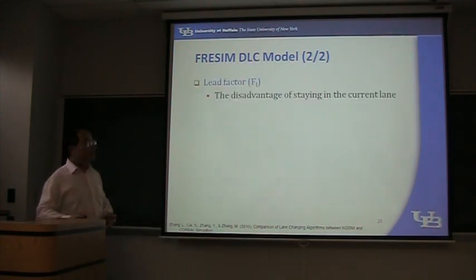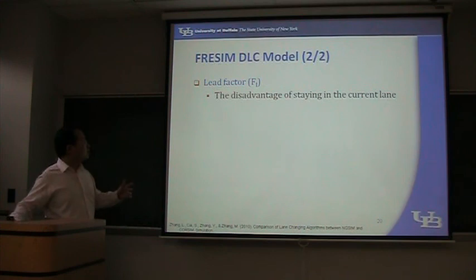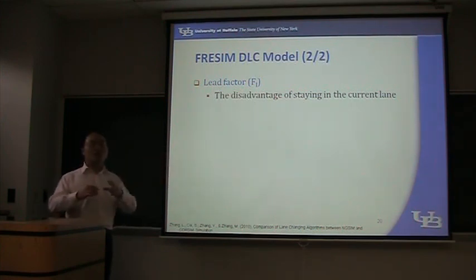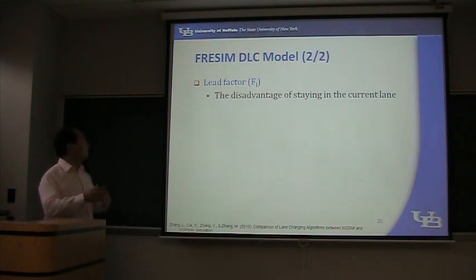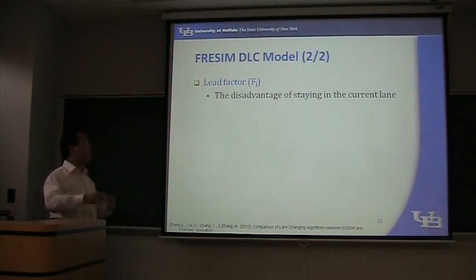However, there are two critical factors that will be calculated. The first one is called the lead factor, which describes the disadvantage of staying in the current lane. It will be calculated using a curve, like fuzzy logic. So when the headway is very small, the advantage will be 1, the disadvantage will be 0. When the headway is very big, the disadvantage will be 1.